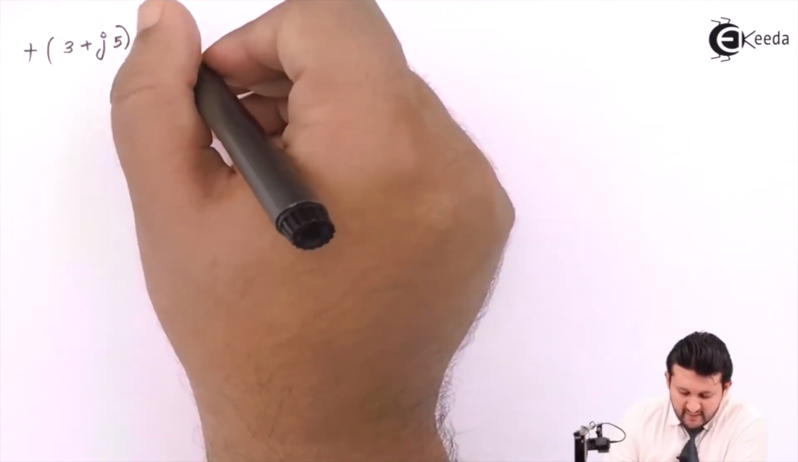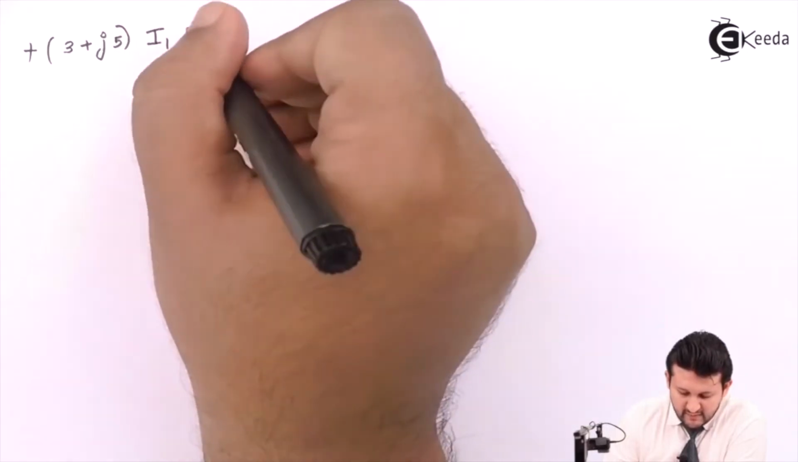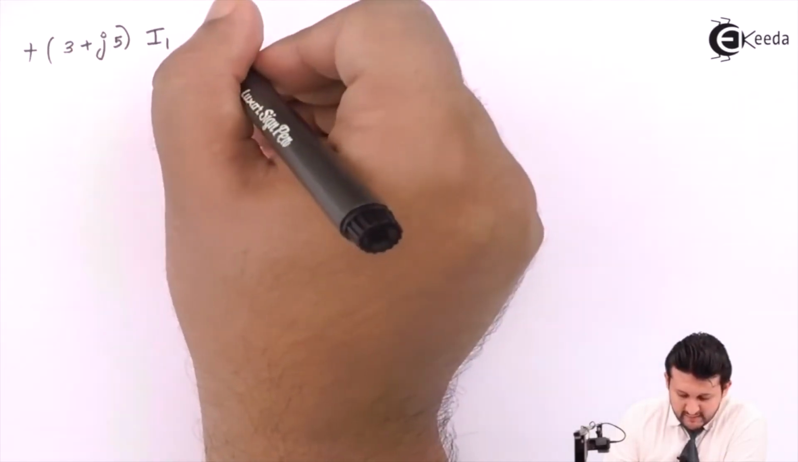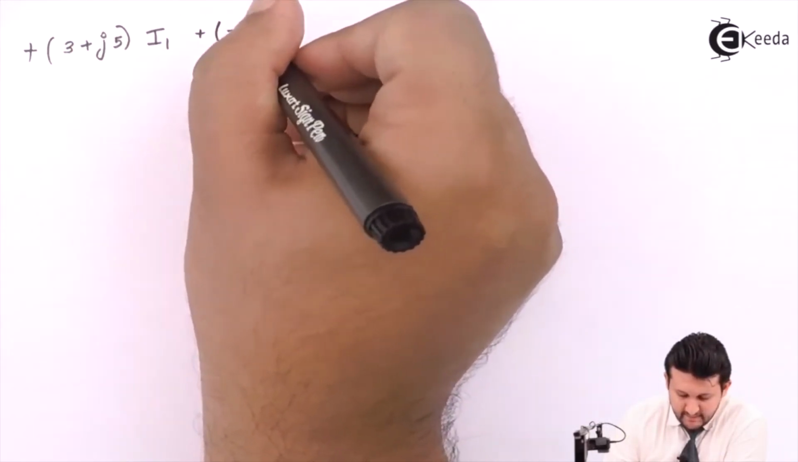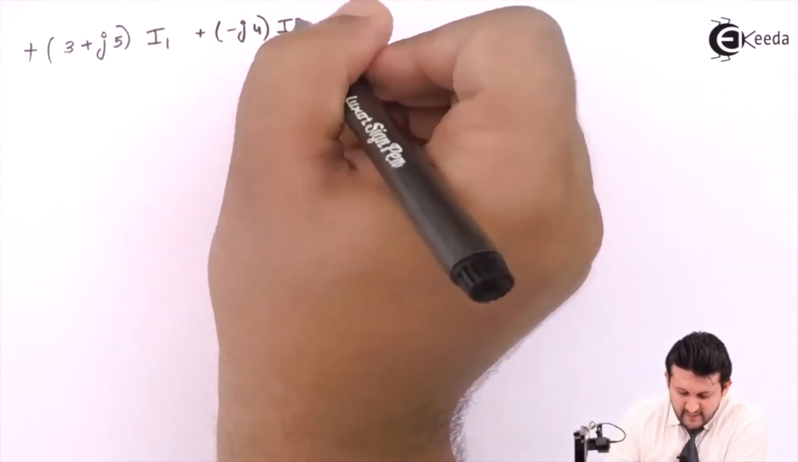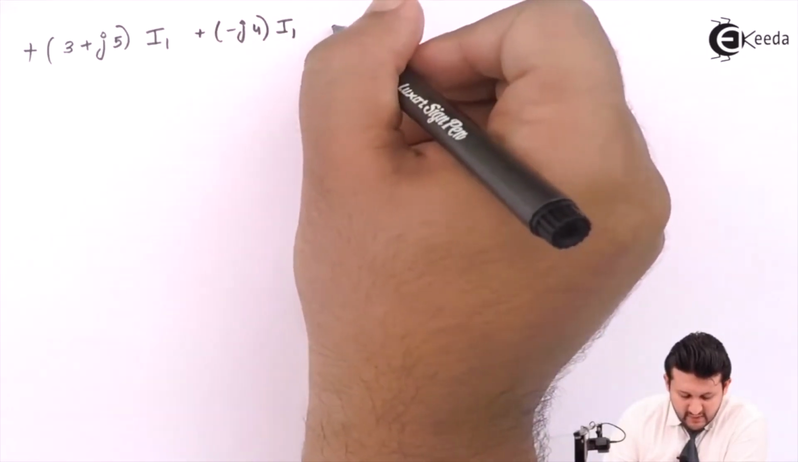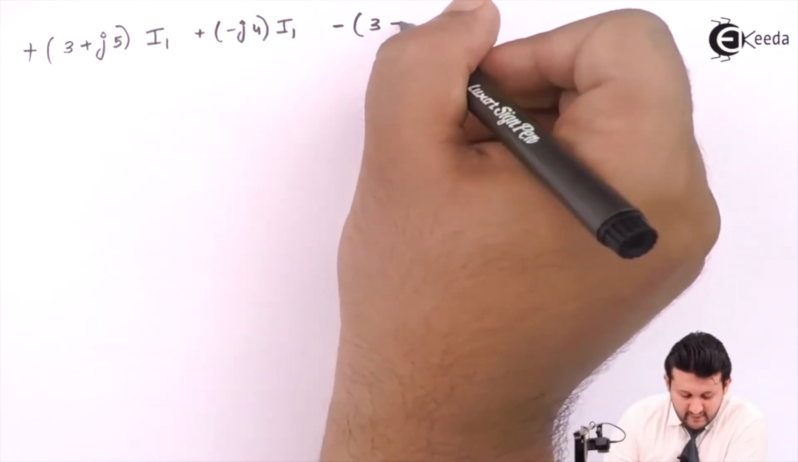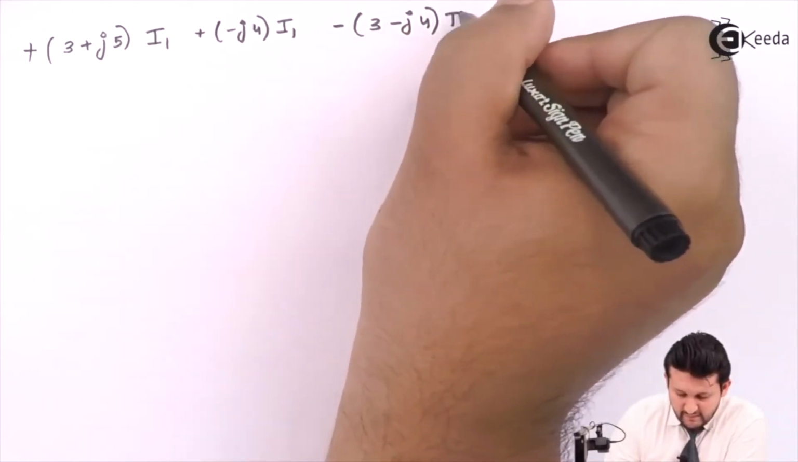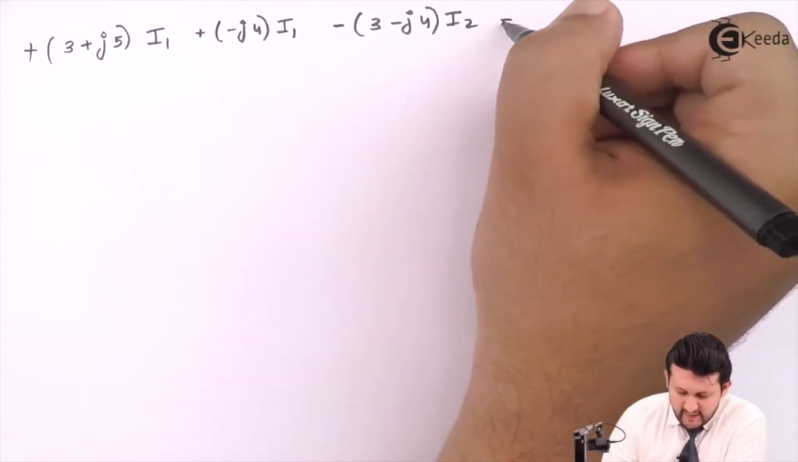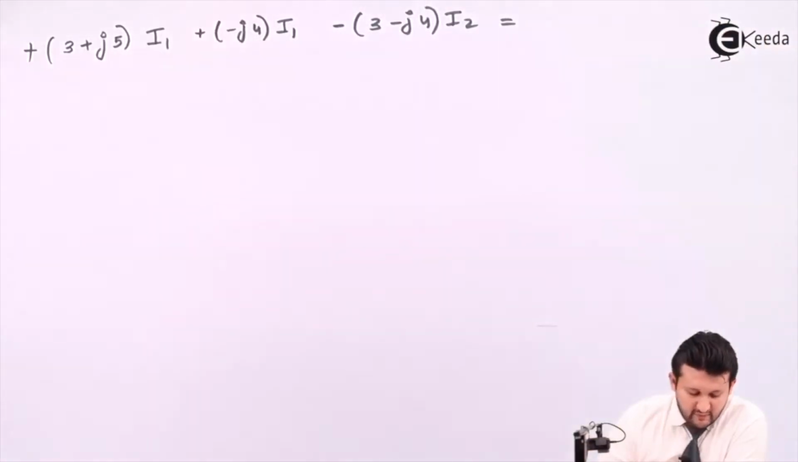If you observe I1, I1 is flowing across three terms. So there is one more term known as plus minus J4 I1. Any other current, you will take a negative. So your value will be 3 minus J4 I2. Now we will be writing equal to. After equal to, there should be only voltage source.